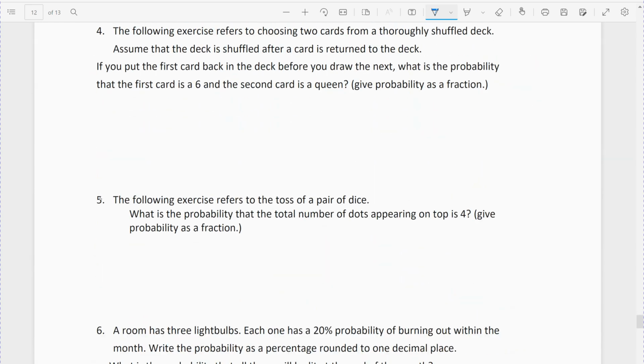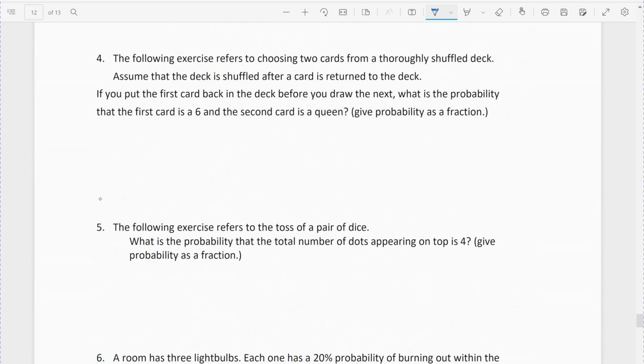The following refers to the choice between two cards. Alright, so we're picking cards again. Assume the deck is shuffled and you return it. Alright, so you are allowed repeats. So again, they've actually told you this twice. I'm kind of giving you the different ways the book can do it. So again, assume that the card is returned. You put the first card back before you draw the second card.